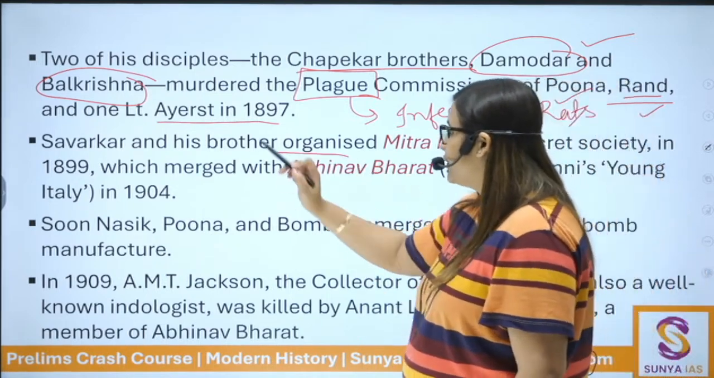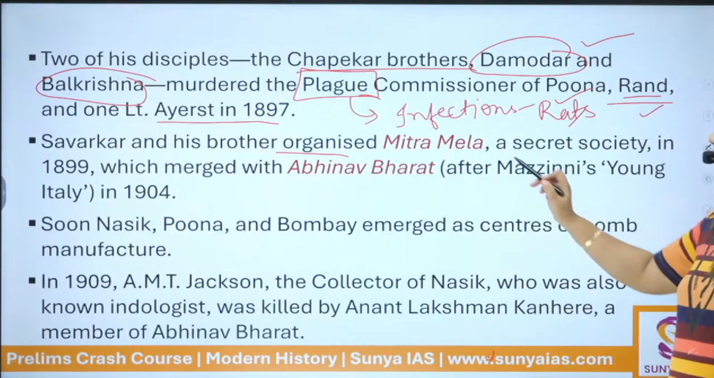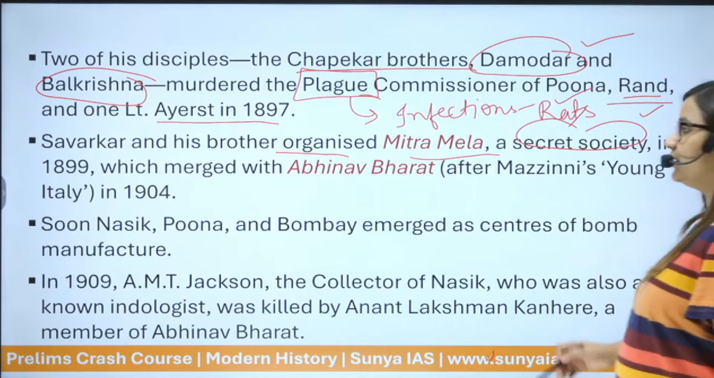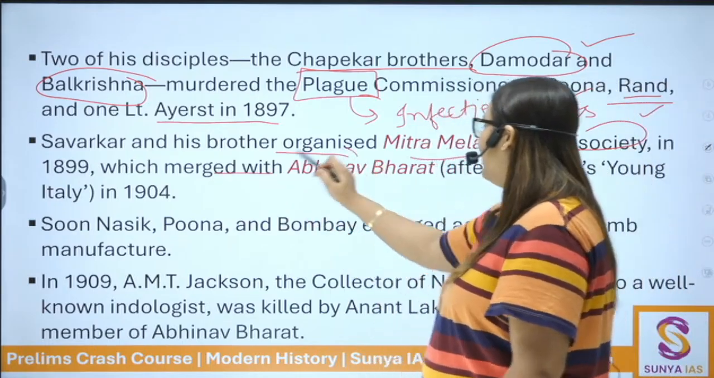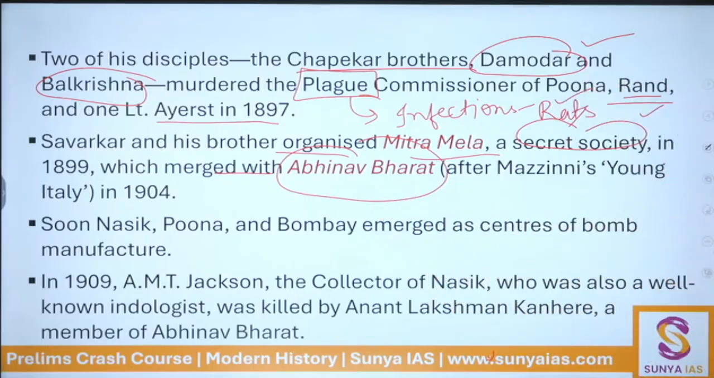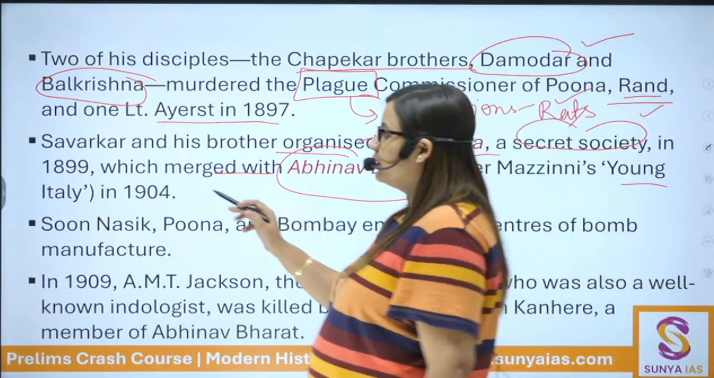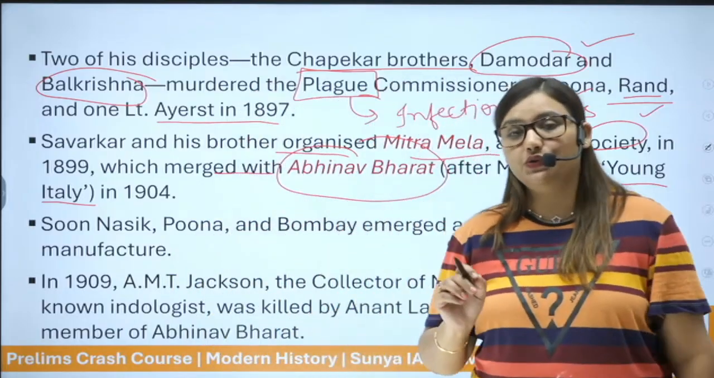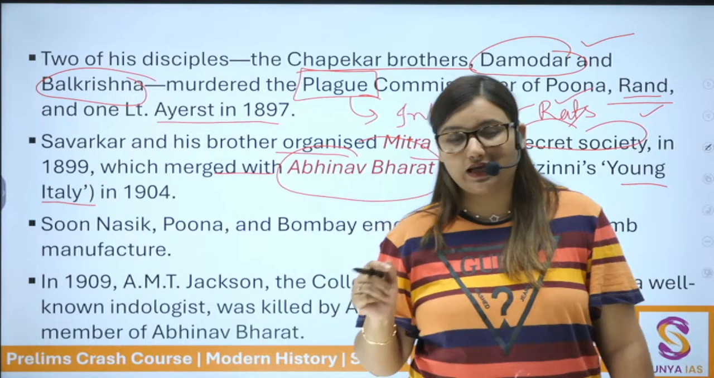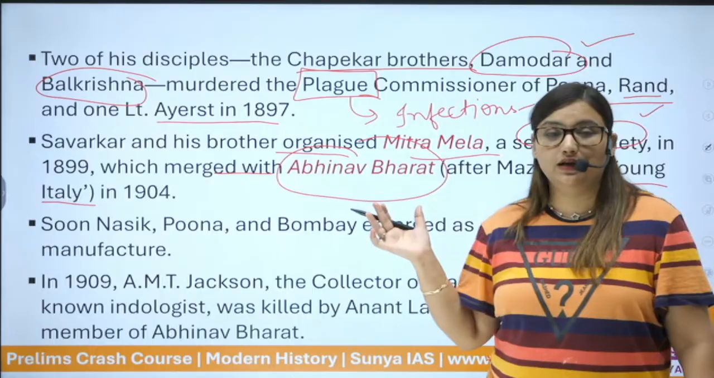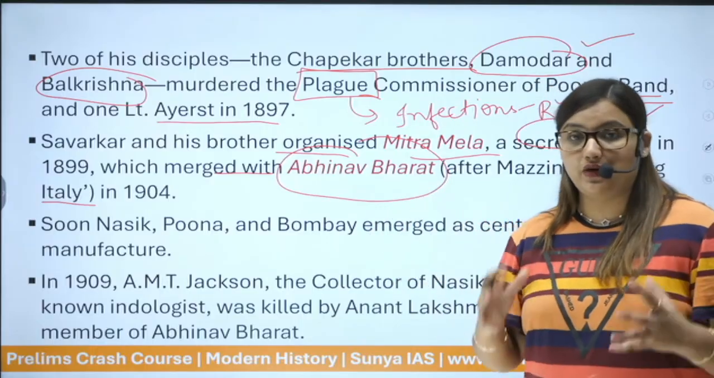Savarkar and his brothers also organized a Mitra Mela. Mitra Mela was a secret society in 1899. It got merged with the Abhinav Bharat. Abhinav Bharat was a separate society, but they both came together after Mazzini's Young Italy. If you read about the Italian unification, the role of Mazzini is very, very important. Mazzini was a constitutionalist, and he knew about a lot of things going on in the world. He organized Italy, and he wanted Italy to unite and fight together.